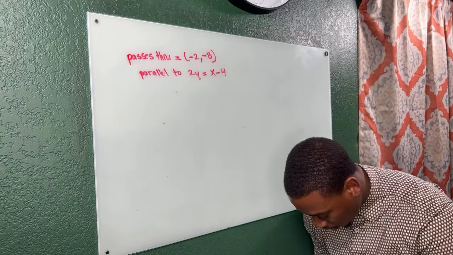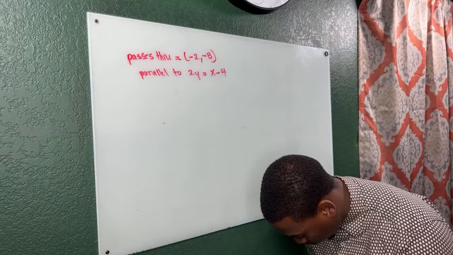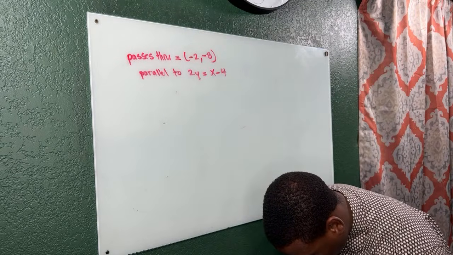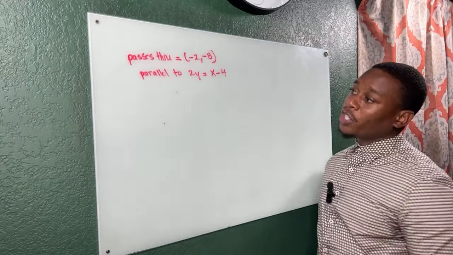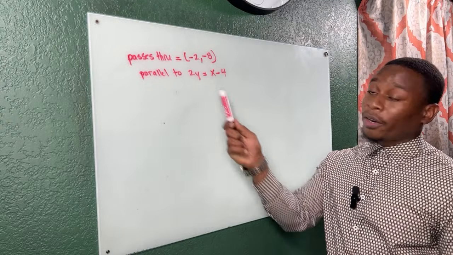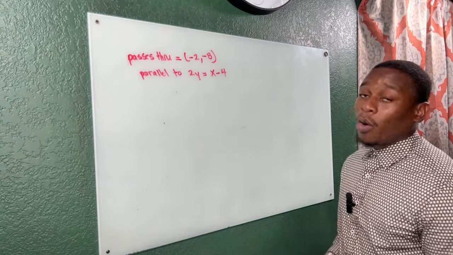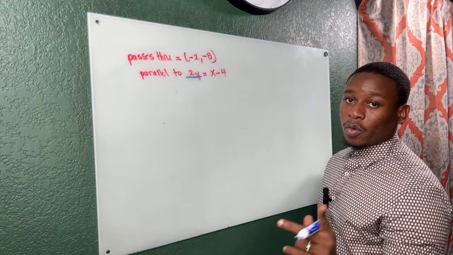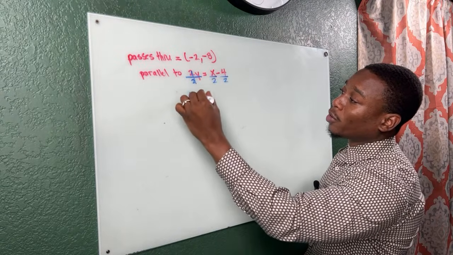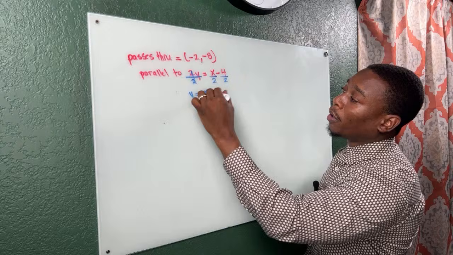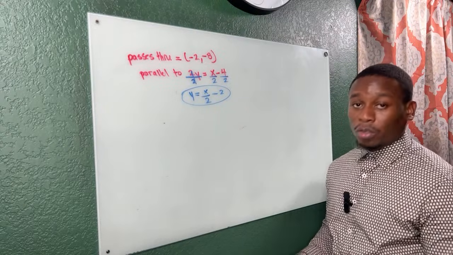So is that all that the question asks me? Let's see. Okay, so it asks us to write the equation of a line that passes through this point and is parallel to this. So if you remember what I told you guys about parallel slopes, they are the same. However, the trick here is that this y is not by itself, so we have to get it by itself. So we're going to divide everything by 2. So y is equal to x over 2 minus 2. All right, so the slope that we are going to use is 1 over 2.